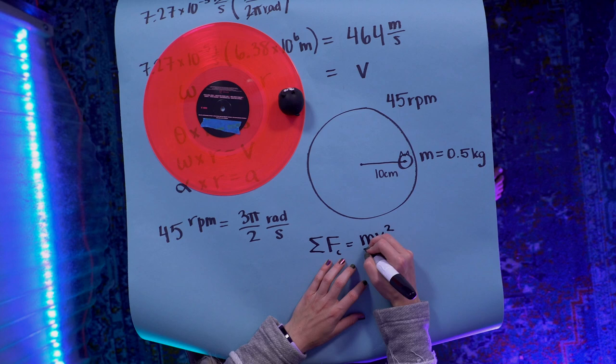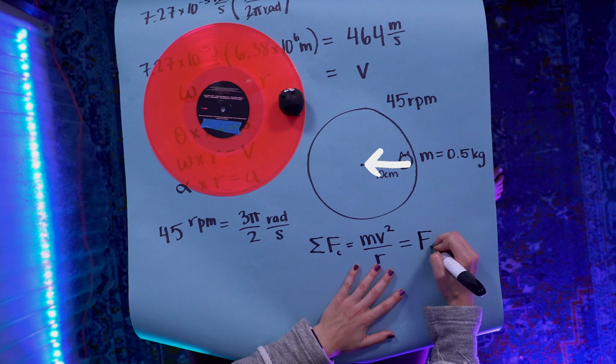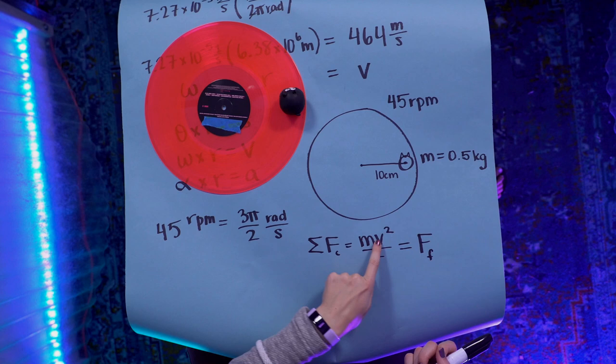This is what you remember from your circular motion lesson. And there's only one force. There's only the friction force pushing the cat inward. So I'm just gonna set this to my force of friction. So now I've got two options to calculate that force. I could convert my angular velocity into linear velocity and plug that in here, or I could do something way cooler.